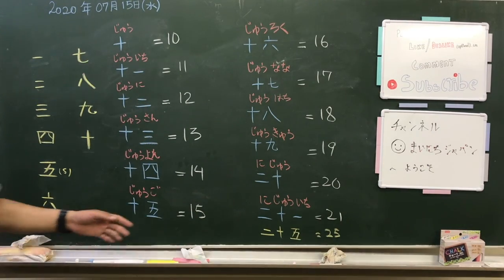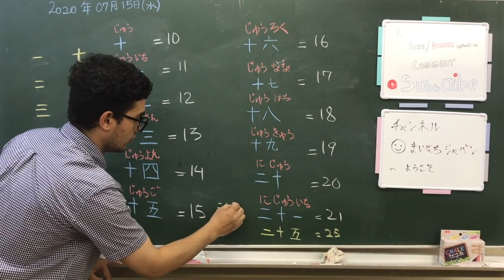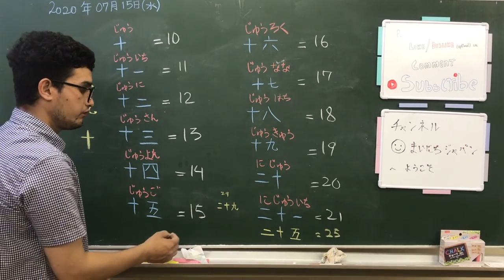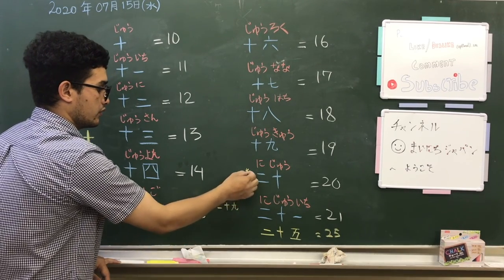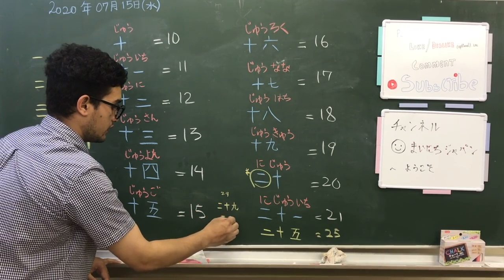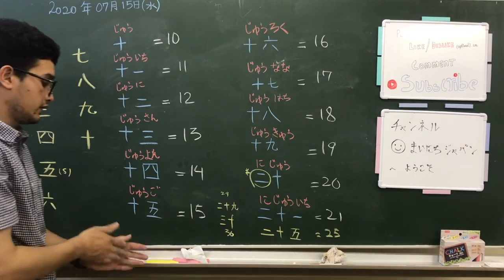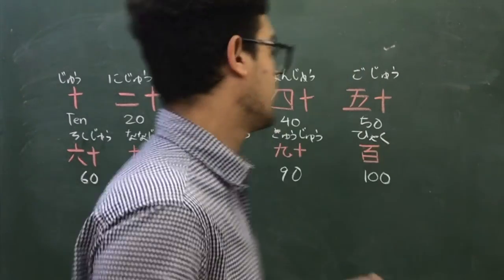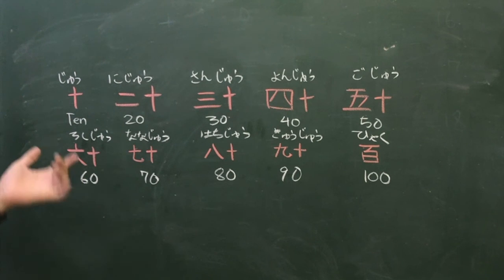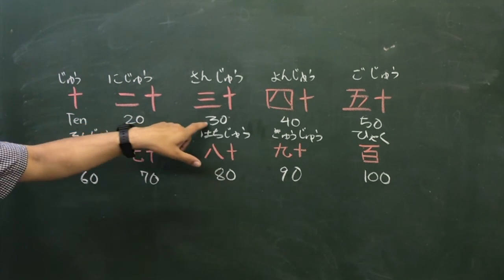It goes on like this, and after it reaches 29, which is niju kyu, just look here. In place of niju, now we write sanju. So it makes 30. If we remember the numbers in this way, it would be a lot easier to do calculations in Japanese. Here I've taken the basis of 10 with additional numbers.